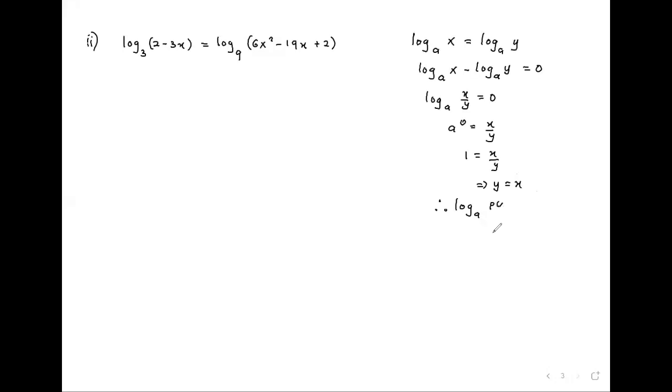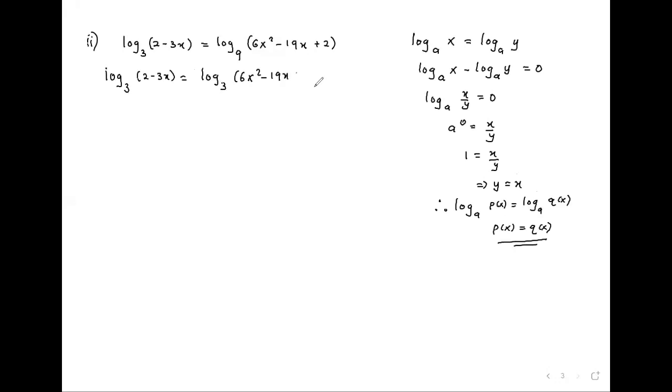Okay, let's move to this one, 23(1) and 23(2). Plus 2. We have log 3 of 2 minus 3x plus log 9 of 6x squared minus 19x plus 2.